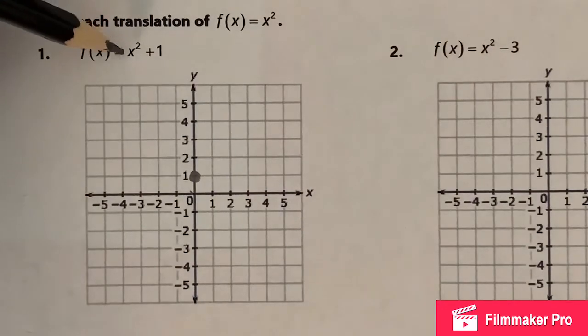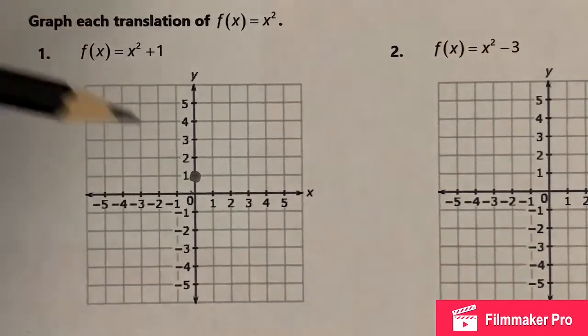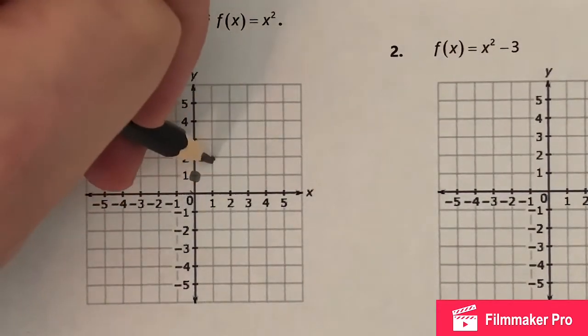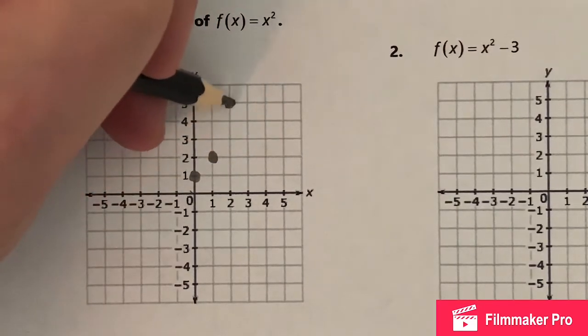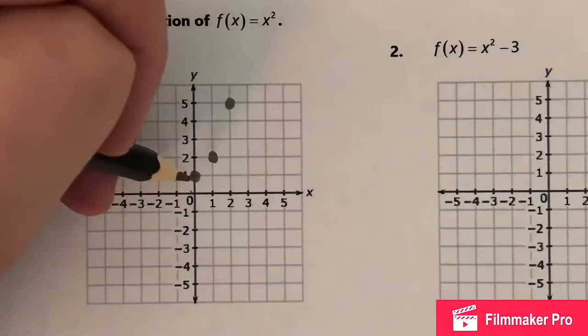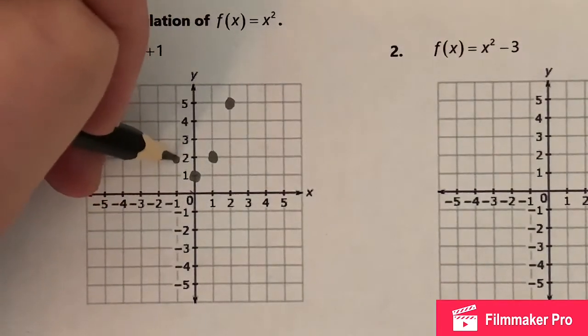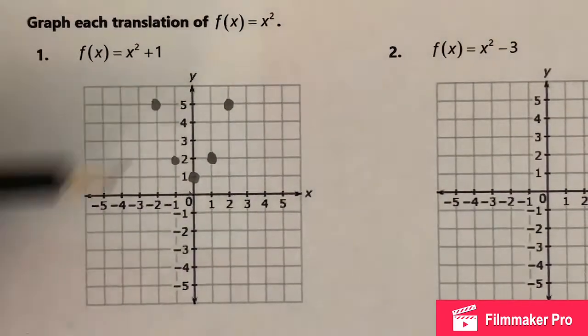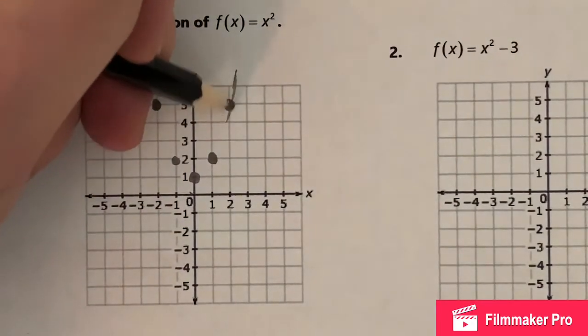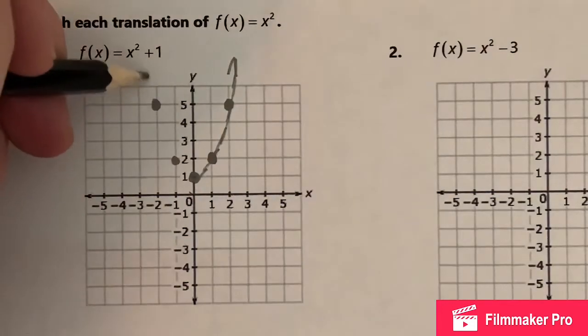Now, since there's a 1 in front of the x squared, it's business as usual. Over 1 up 1, over 2 up 1, 2, 3, 4, and then that's it. On the other side, over 1 up 1, over 2 up 4, and then that's all we can fit on there because the graph is kind of small, and then we just smoothly connect our points.